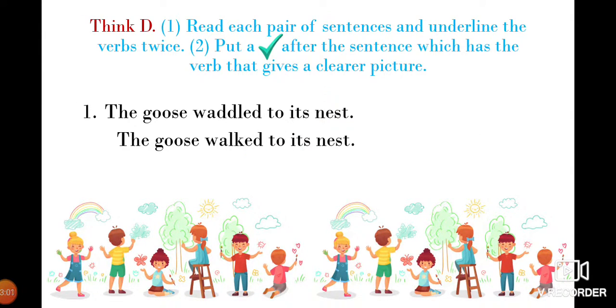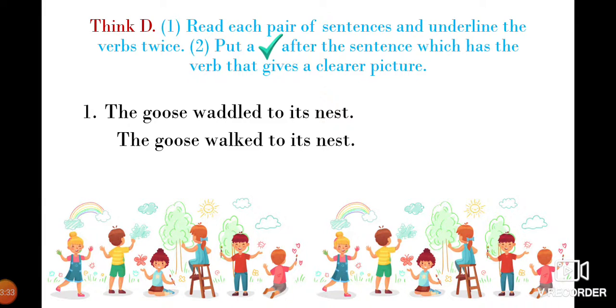Now, exercise D. This is on page 109. And we develop two steps. Read each pair of sentences and underline the verbs twice. Put a check after the sentence which has the verb that gives a clearer picture. Okay, what is a clearer picture? That means a clearer meaning. That means the sentence that you understand better, and you know how the person developed the action. Yeah.